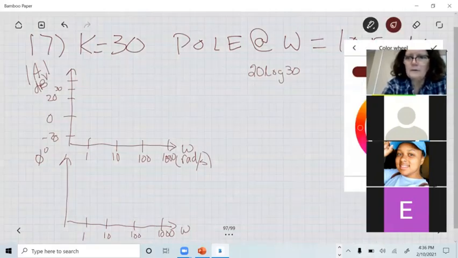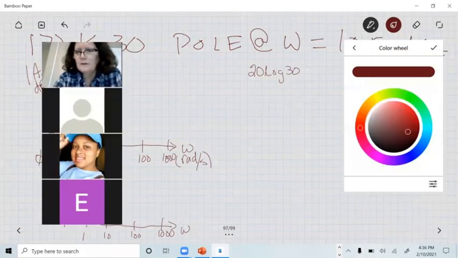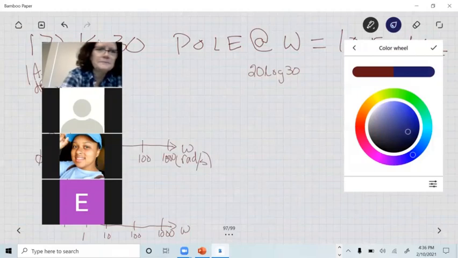Oh, great. Okay, everybody move to the left side. Blue.